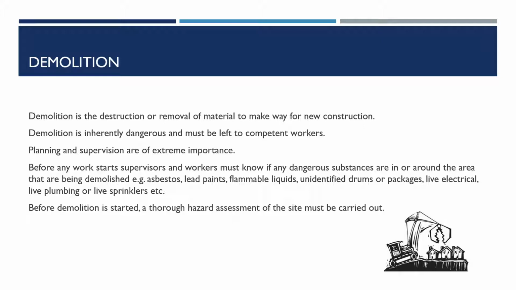Before any work starts, supervisors and workers must know if any dangerous substances are in or around the area that are being demolished. For example, asbestos, lead paints, flammable liquids, unidentified drums or packages, live electrical, live plumbing, or live sprinklers. Before demolition is started, a thorough hazard assessment of the site must be carried out.